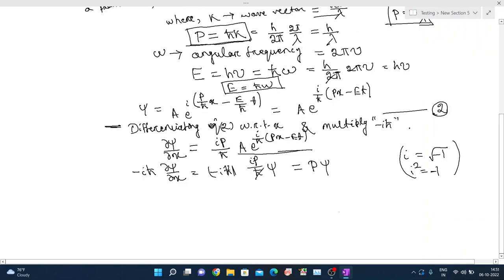So from this equation we can write it as the operator. So minus i h cross del psi over del x is equal to p into psi. So we can write that p, the operator associated with the momentum, is minus i h cross del over del x.